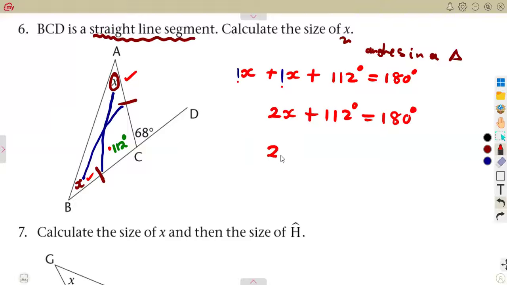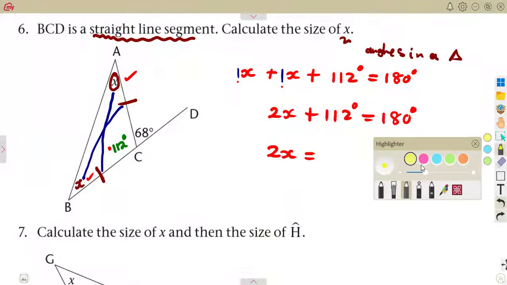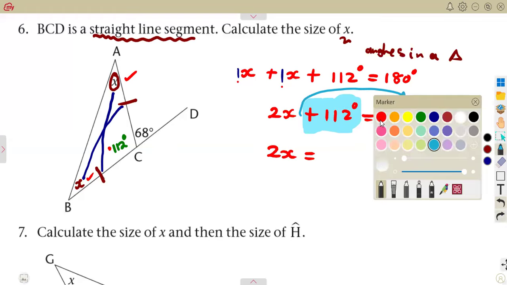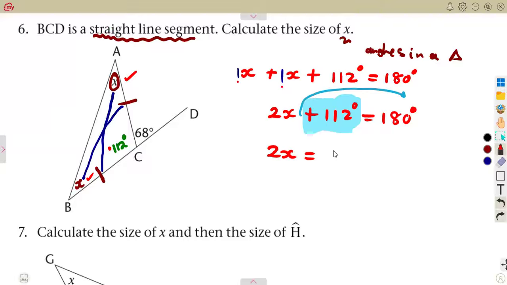So let's solve for x. 2x is going to be equal to what? We need to remove the 112 degrees that we are seeing here. So remember from our equations, I said you are going to take it to the other side of the equation. The moment that it crosses the equal sign, it is going to change its sign. It was a plus, it jumps the equal sign, it becomes a minus. So that's minus 112 degrees. So that means 2x is equal to, we can subtract that from 180, that is going to give us 68 degrees. Then we can divide by 2.